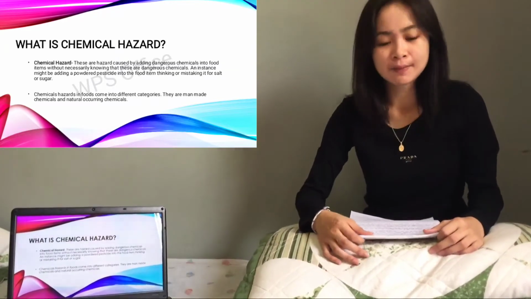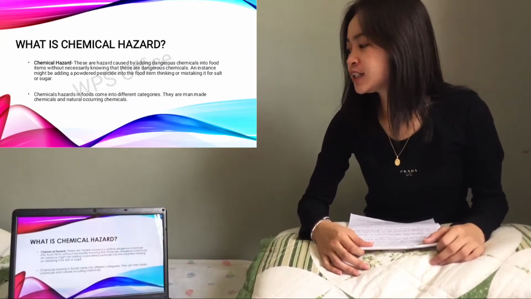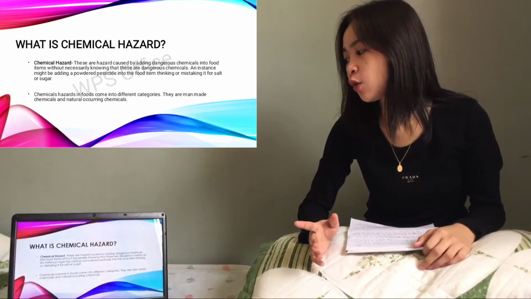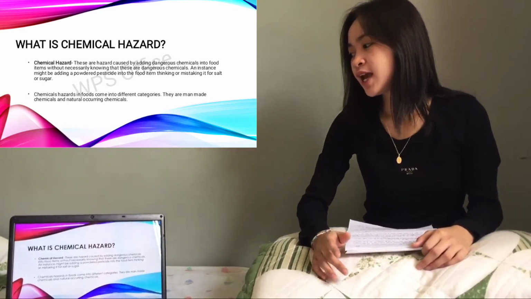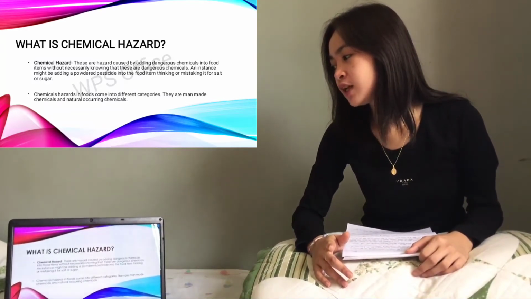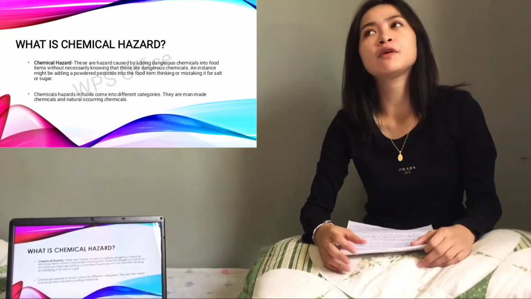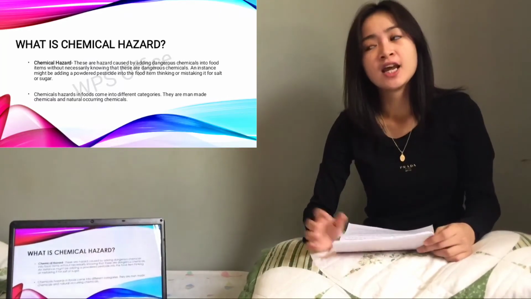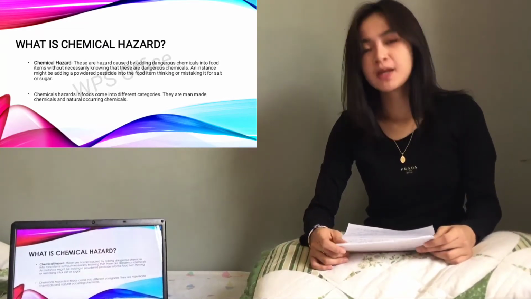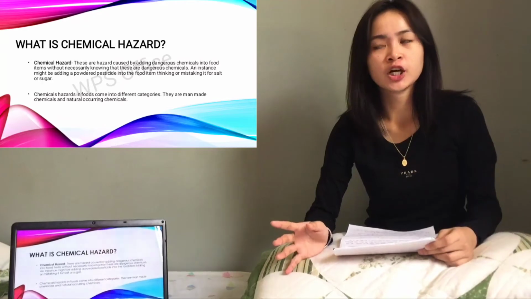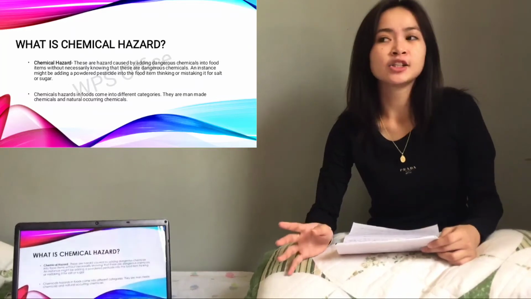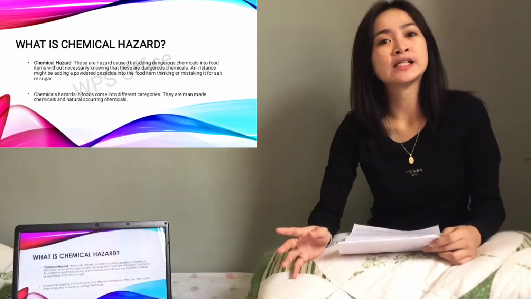So, what is chemical hazard? Chemical hazards are hazards caused by adding dangerous chemicals into food items without necessarily knowing that these are dangerous chemicals. An instance might be adding a powdered pesticide into the food item, mistaking it for salt or sugar. Chemical hazard is a very dangerous hazard, especially in food items, because it can put people at risk or cause a health problem. And chemical hazard is also one of the reasons why lots of people are having a hard time dealing with this kind of situation.